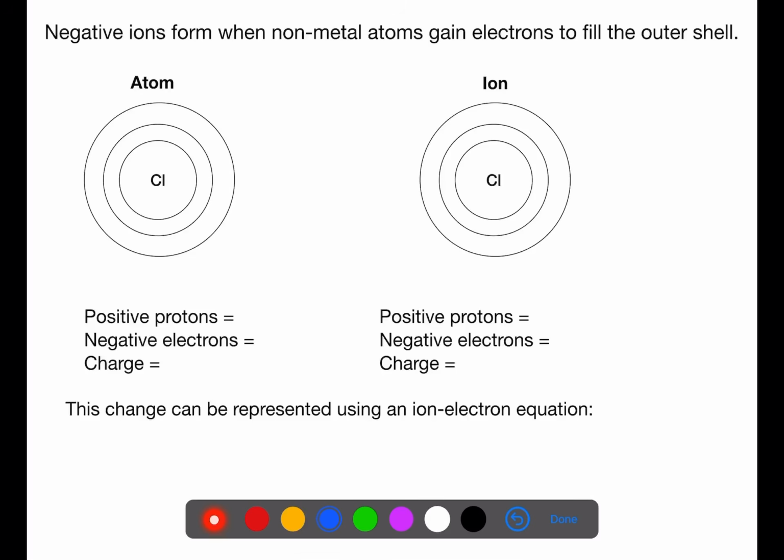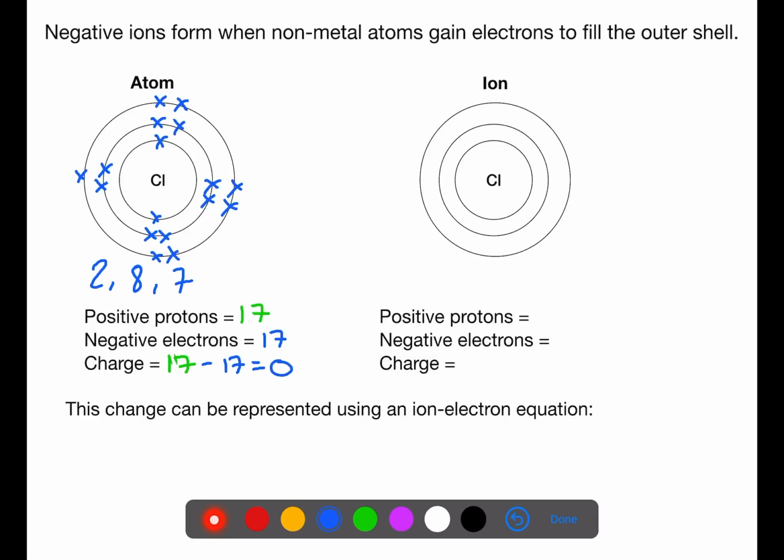Negative ions form when non-metal atoms gain electrons to fill their outer shell. For chlorine, the electron arrangement is 2, 8, 7. We have 2 electrons in the first shell, 8 electrons in the second shell, and then 7 electrons in the third shell. We have 17 positive protons in the nucleus and 17 negative electrons in the shells outside. If we take the number of protons minus the number of electrons, we have a charge of 0.